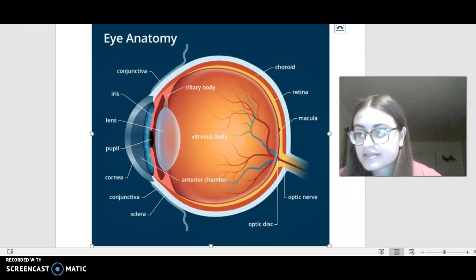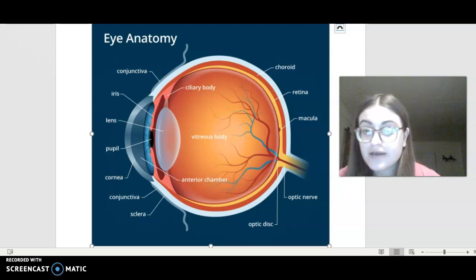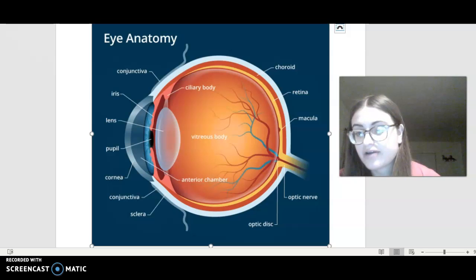Cataracts can affect the center of your lens. This is called a nuclear cataract. Cataracts that affect the edges of the lens are called cortical cataracts. Cataracts that affect the back of the lens are called posterior subcapsular cataracts. Cataracts that a child is born with are called congenital cataracts.